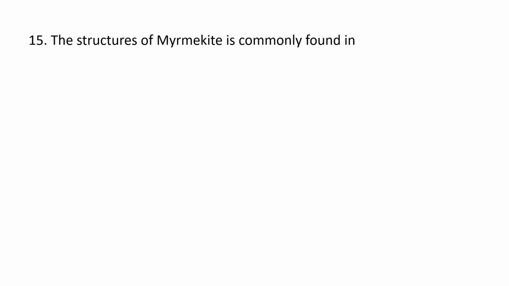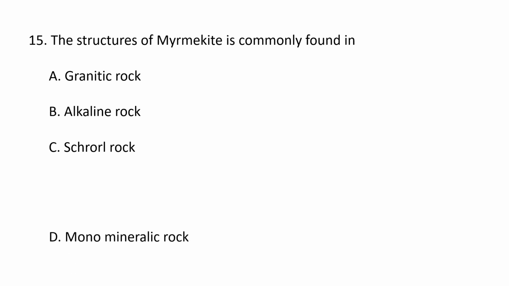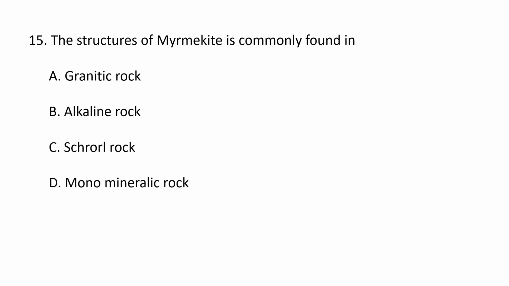The structure of myrmekite is commonly found in: A. Granitic rock, B. Alkaline rock, C. Schist rock, and D. Monomineralic rock. The myrmekite structure is commonly found in A, granitic rock. Myrmekite is an intergrowth of vermicular quartz in plagioclase, which forms a few volume percent of many igneous and metamorphic rocks. The intergrowths rarely exceed 1 millimeter in diameter.